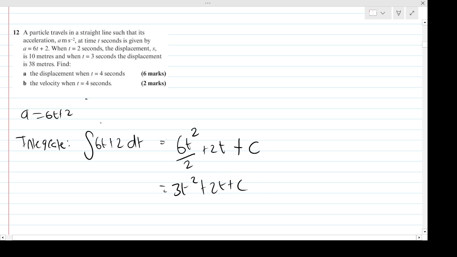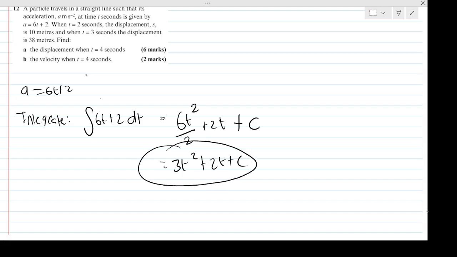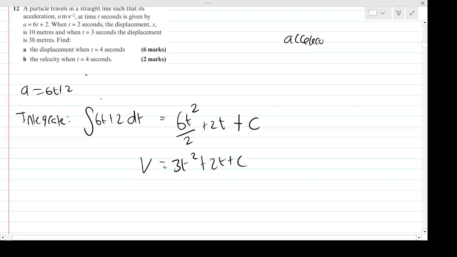Well, we can't do anything at the moment. Let's just leave it as it is. Just remember, c is just a constant. It's just an unknown number. It's a placeholder. And so what is this expression going to be? It's going to be the velocity, v. So remember, acceleration, we're going to integrate, and then we're going to get velocity.